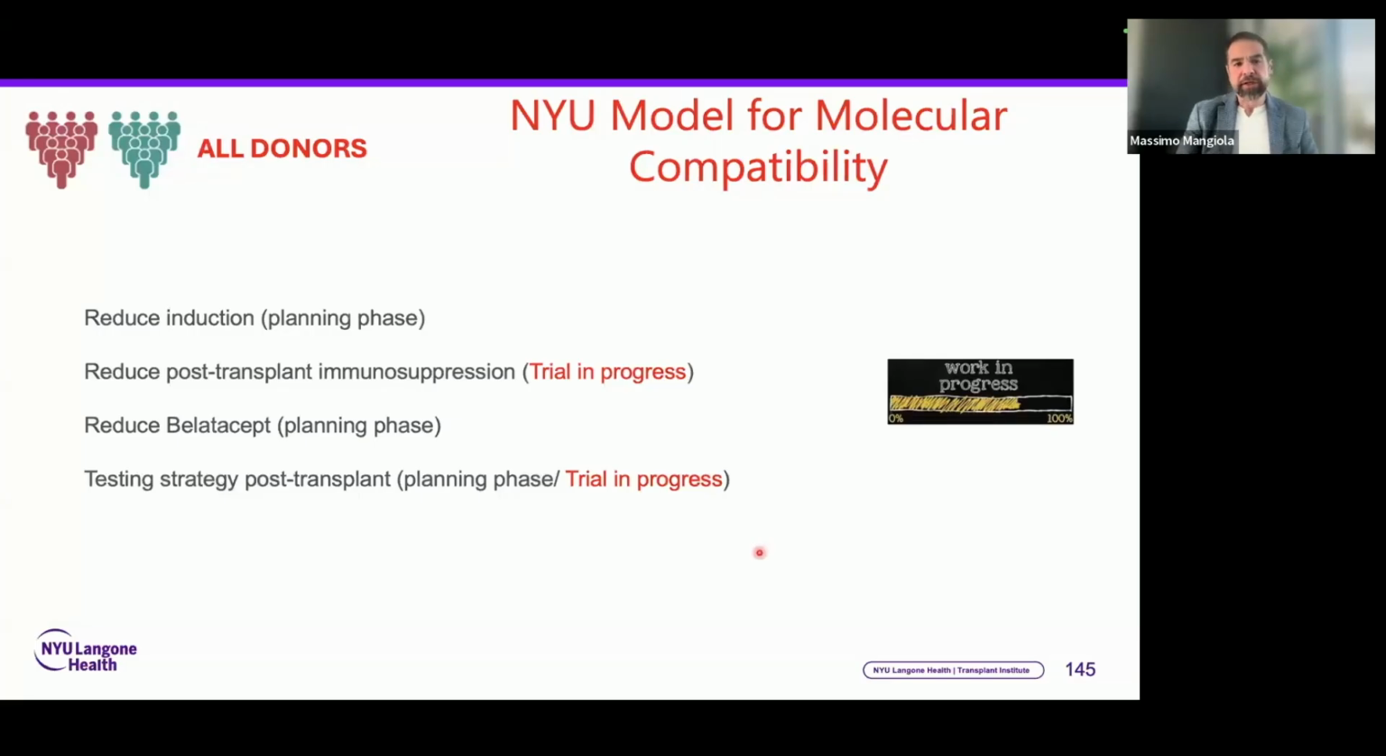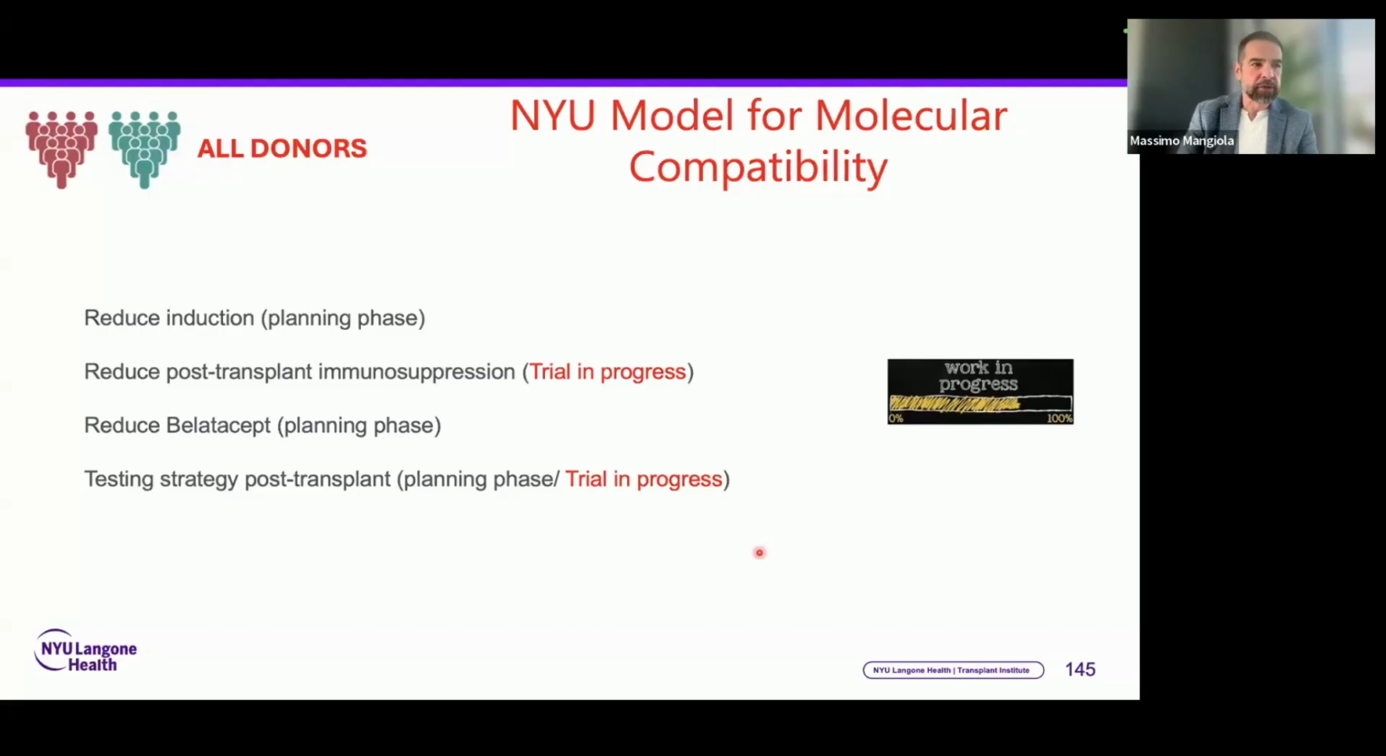But at NYU, we are really chasing the cream of the problem, which is induction, immune suppression, post-transplant monitoring, and also reduction of belatacept. Bela is what stops the cross-link in the germinal center. It's very much used, plenty of transplant centers are Bela specific. We convert a lot of people on Bela.